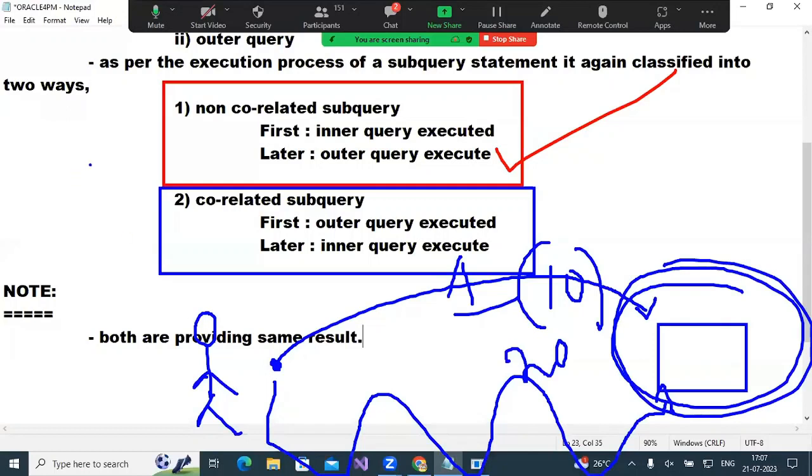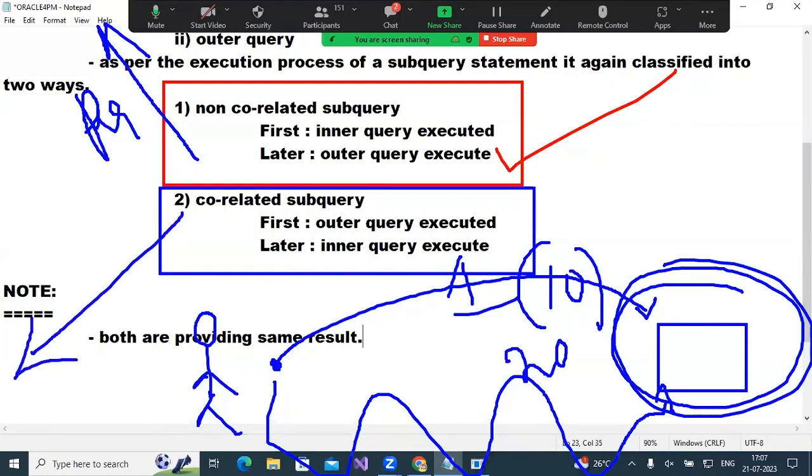Same as query performance wise, non-correlated is very, very high. The query execution performance wise, correlated is very, very low. That means time saving process. It is also going to give the same result, but for providing the result, non-correlated will take 10 minutes, correlated will take 20 minutes.